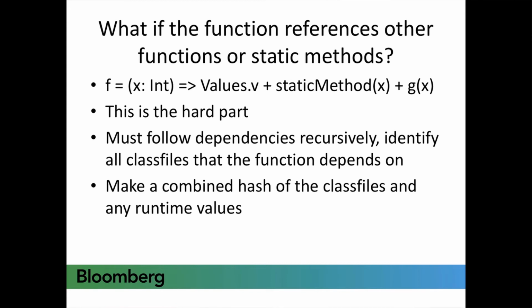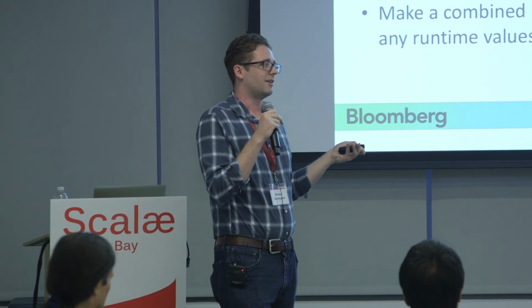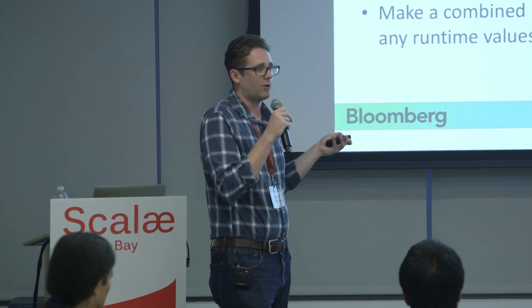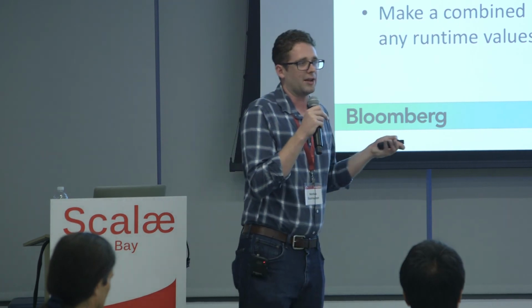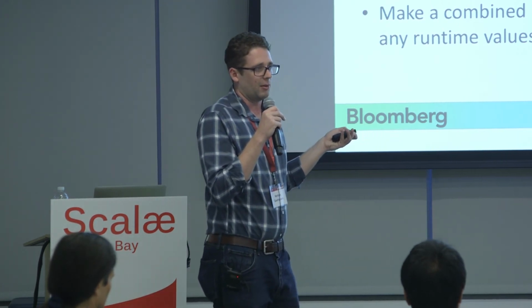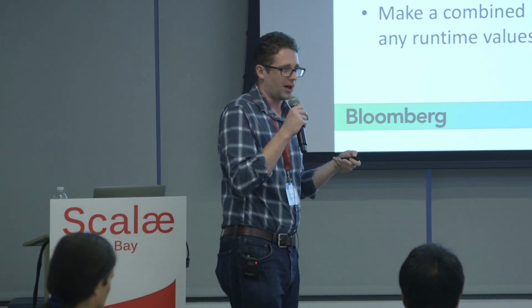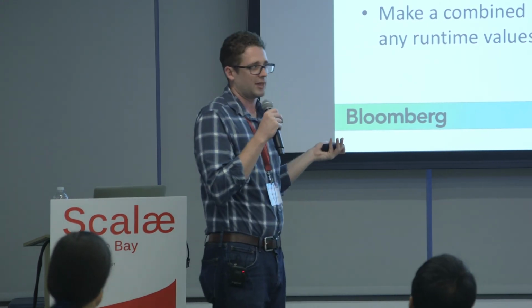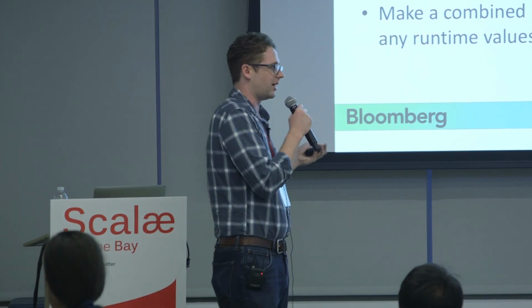So we want to figure out all of those class files, make a hash of them, and also include any kind of runtime values, like something that comes in as an argument on the command line. Obviously those won't change the bytecode of any class files. And also things that just happen to be an answer you compute on the fly. If you're using those in your functions, then you obviously have to include those in the hash at runtime.